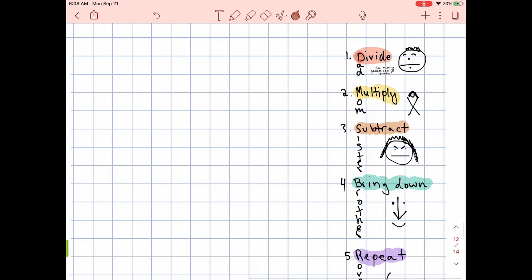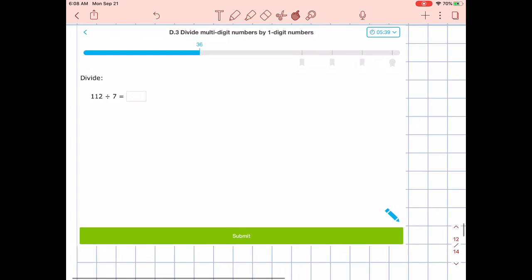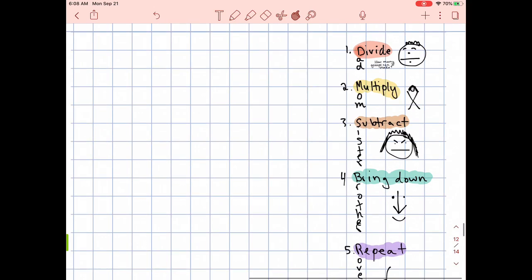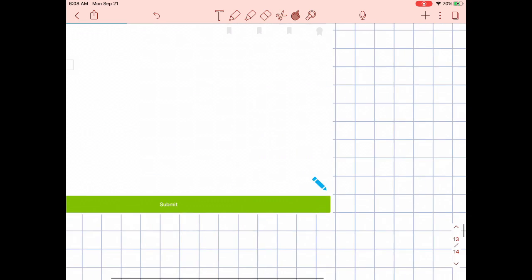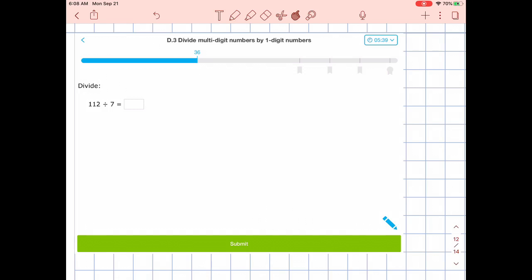I'll go ahead and do the problem myself, and you'll have a chance to see if there are any parts of it that you were finding difficult, or perhaps not, and you'll be ready to do this independently in some follow-up work in IXL. 112 divided by 7. All right, go ahead and pause now, solve the problem on your own independently, and we'll check back in a moment.